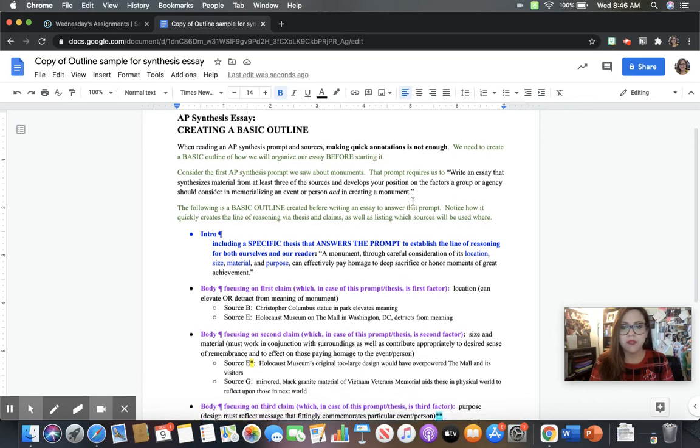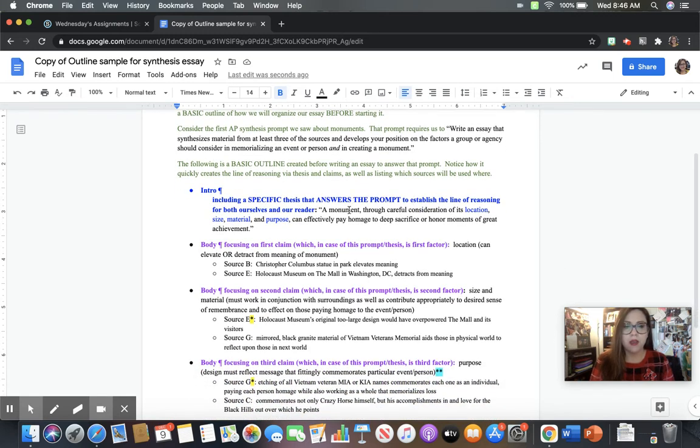Down here, if you look at the intro, you need to include a specific thesis that answers the prompt. Remember, if I did those 2 questions while I was deconstructing it, then an appropriate thesis statement might be: a monument, through careful consideration of its location, size, material, and purpose, can effectively pay homage to deep sacrifice or honor moments of great achievement.